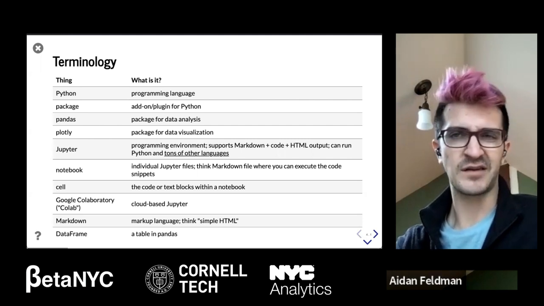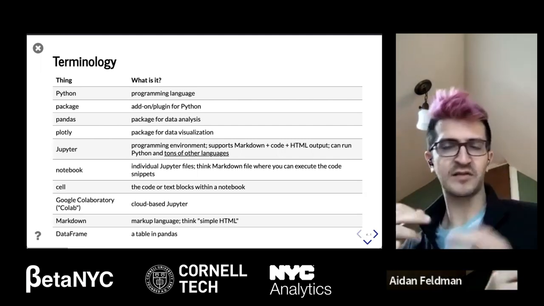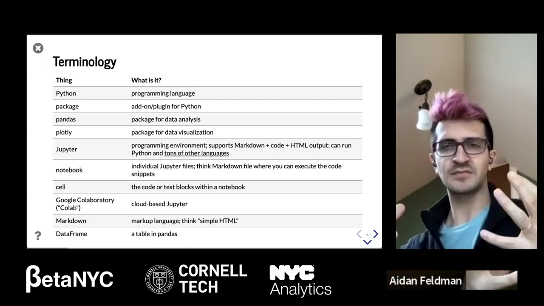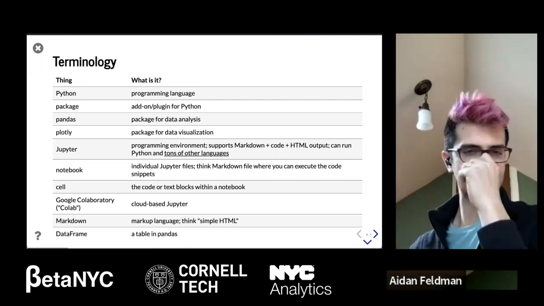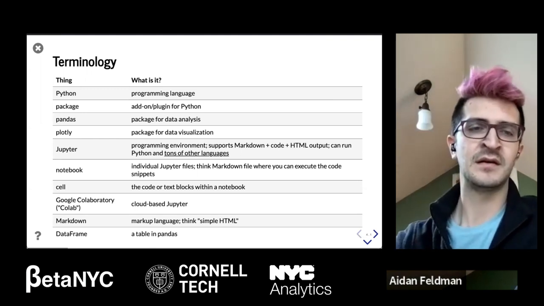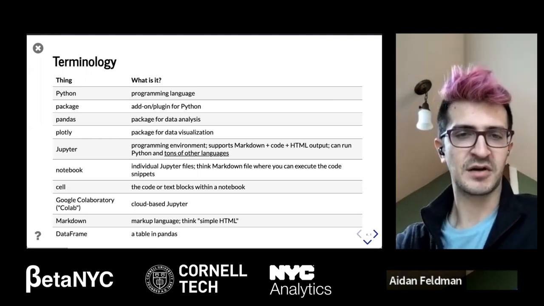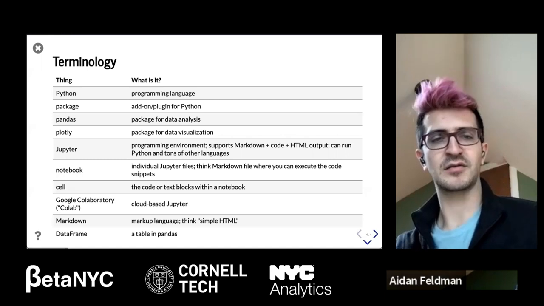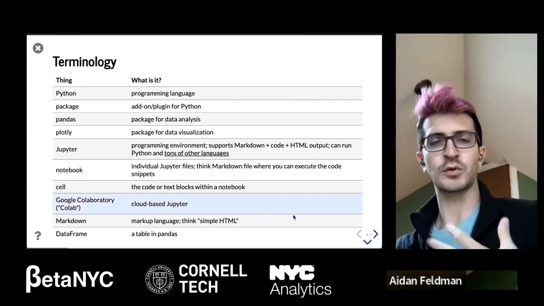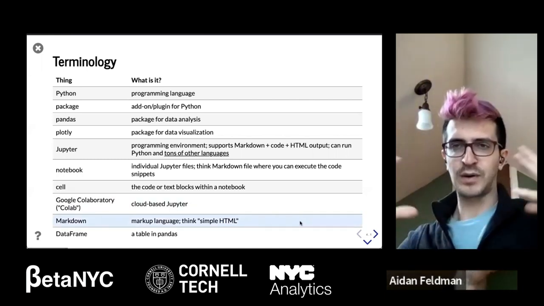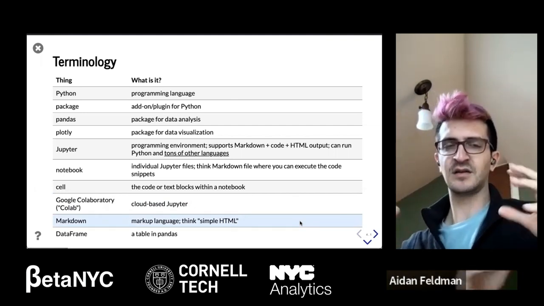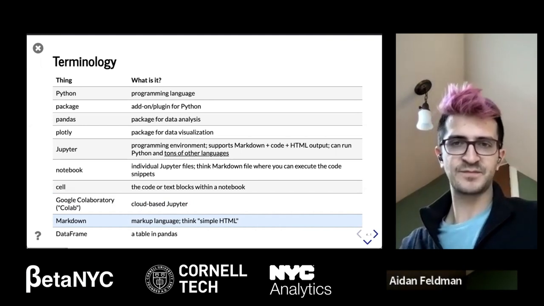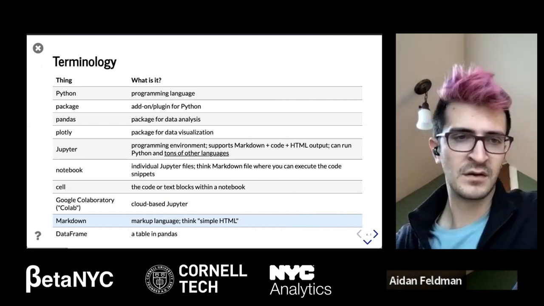Markdown is kind of like a simple HTML. It's a way to format text using text, so you don't have to have a fancy editor or anything like that. And then lastly, when we're working with Python, when we're working with Pandas, we're representing data in this structure called a data frame. So that is the equivalent of a spreadsheet or a single table.